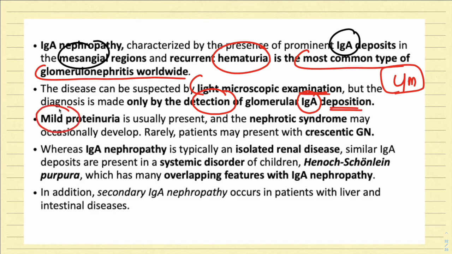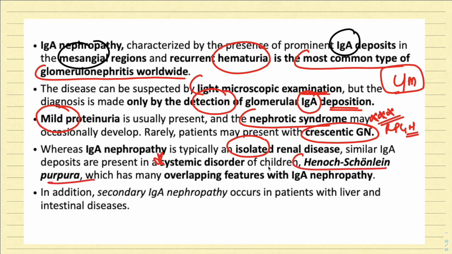Mild proteinuria is usually present, and nephrotic syndrome may occasionally develop. So this is just occasional in nature. It will not always develop. Rarely the patients can have RPGN as well. Remember, IgA nephropathy typically occurs as an isolated disease, but similar deposits can be present in systemic disorders in children like Henoch-Schönlein purpura, which has many overlapping features with IgA nephropathy.